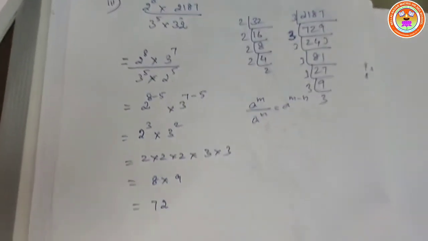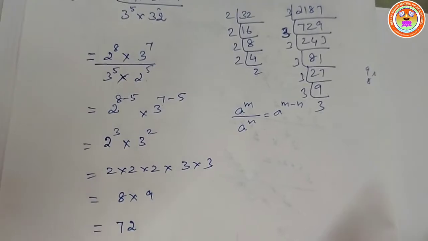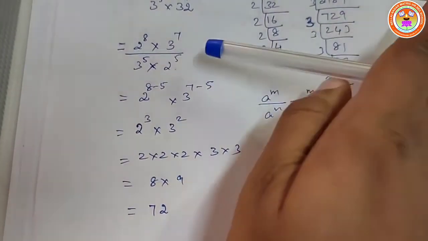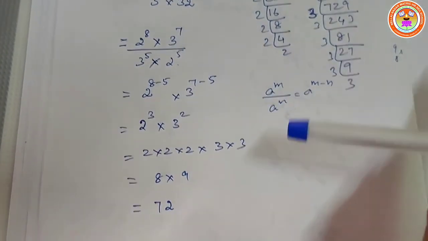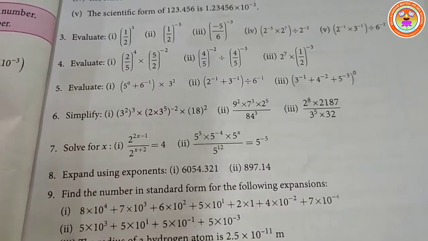Copy down, children. All are very important sums. They might have been asked in the exams. So copy down. See the step by step. You can easily understand it. Now we will move on to the seventh sum. Solve the x.